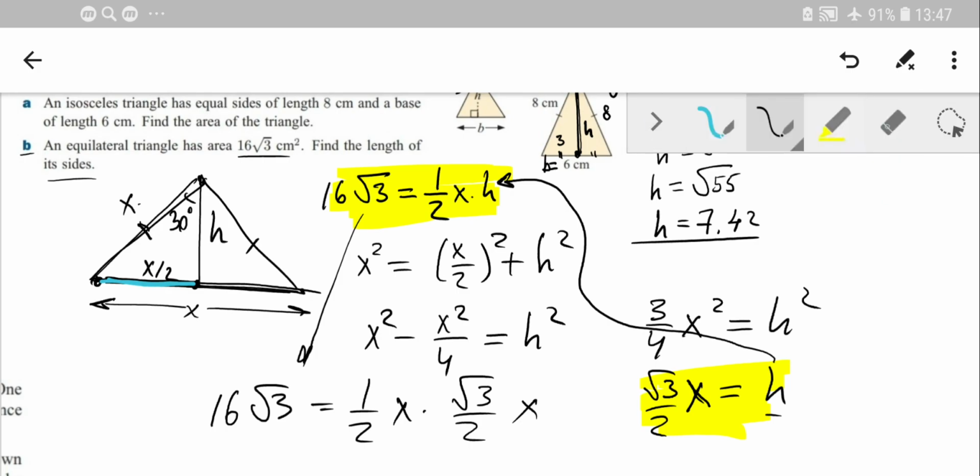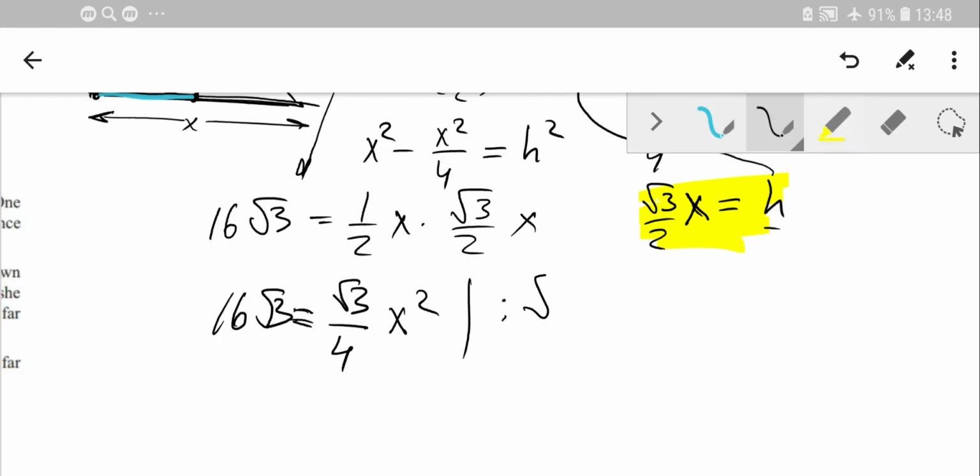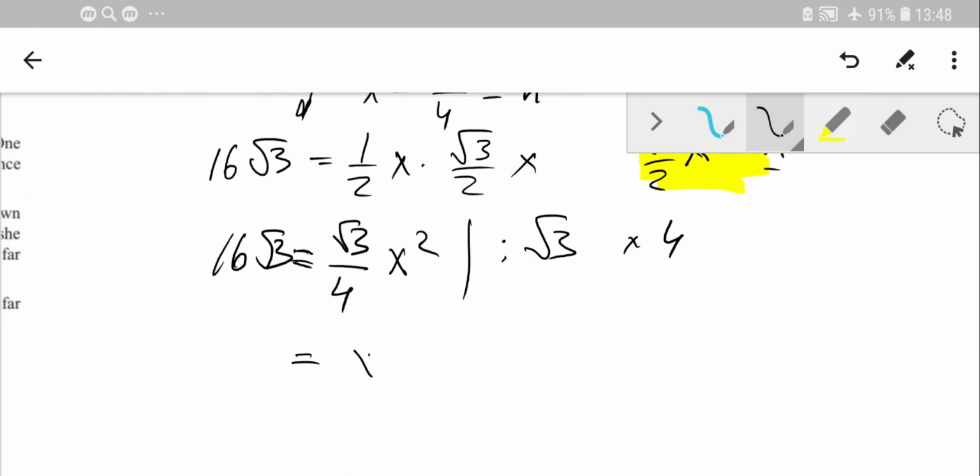So from here we can say that x squared and 1 over 2 times square root of 3 over 2 will give square root of 3 over 4, and 16 square root of 3. So we can divide both sides by square root of 3 and also multiply by 4. So we completely eliminate this fraction from the right side, and because we divide by square root of 3, we also cancel it, and multiply by 4, so we'll get 16 times 4.